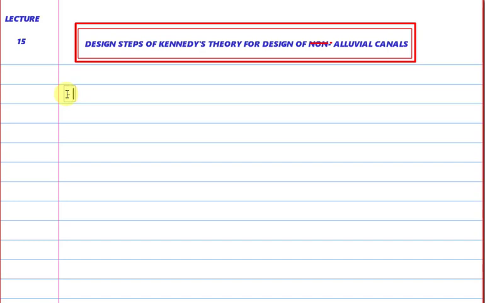First, we must know a bit of history about Kennedy. R.G. Kennedy was actually an executive engineer in Punjab PWD. I think he gave this theory in 1830, before the partition of India and Pakistan. He was an executive engineer in PWD.